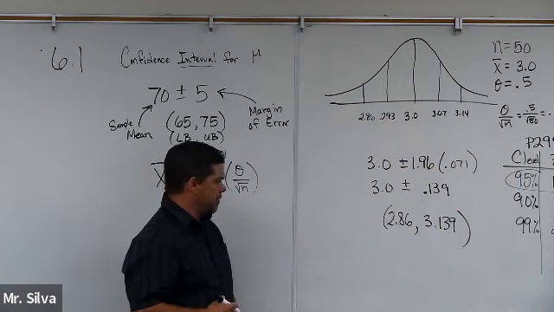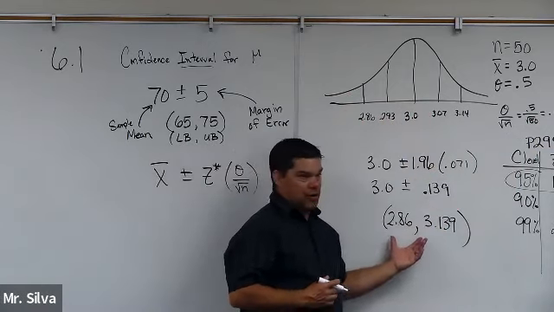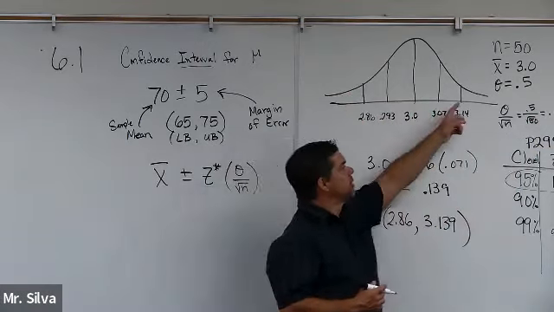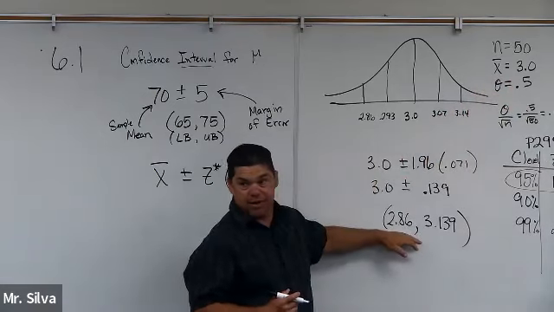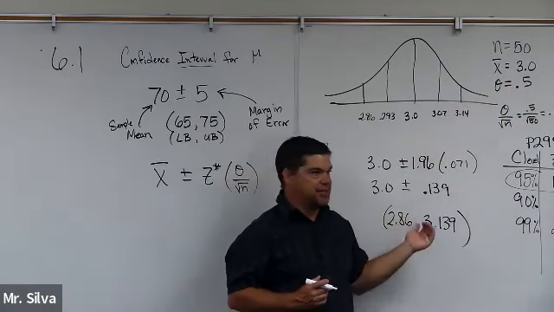Considered normal, okay? So the sample mean is 3.0. This tells us where the population mean of all students is going to be, right? There are 10,000 students at Hancock.